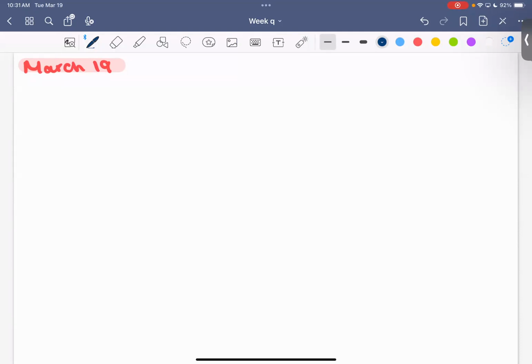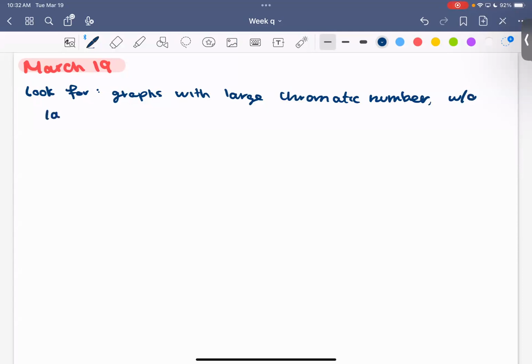Okay, let's get started. So today we're going to look at a couple of constructions that produce graphs with large chromatic number, and in particular, ones that do not have large cliques, and without large cliques.